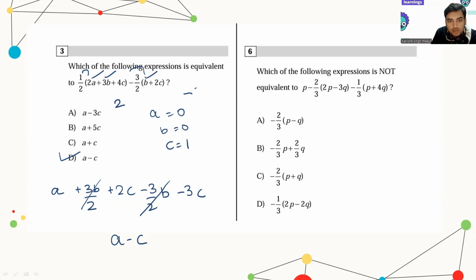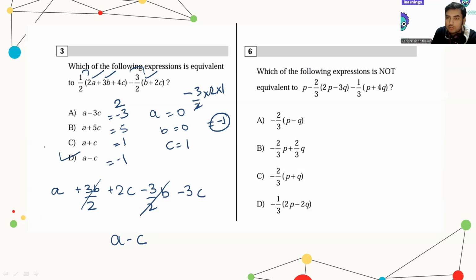3 minus 3 by 2 times 2 times 1, isn't it? See, so at the end I got minus 1. The answer should have minus 1. See, C was 1, A was 0. So this is giving me minus 3. This is giving me 5. This is giving me 1. This is giving me minus 1. So the answer will be D.